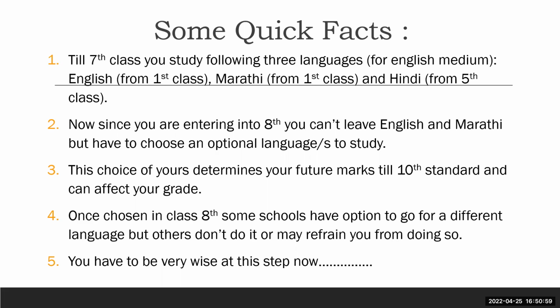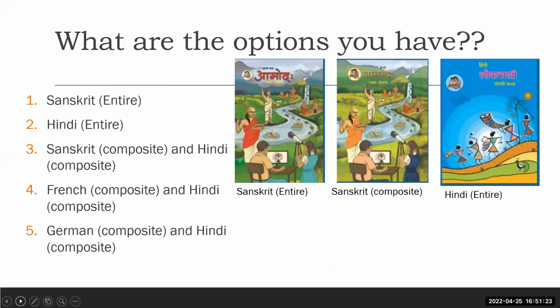And once you take it in 8th standard, it would be your school's decision, if you are weak at it, whether to give you a different language or to let you continue with it till your 10th standard, whatever your grade may be. Because of this, you have to be very wise from this step. Take your decision wisely. So the question which must have arisen in everybody's mind is, what are the options I have? You basically have these 5 options. There can be some others, but these 5 options are prominent.